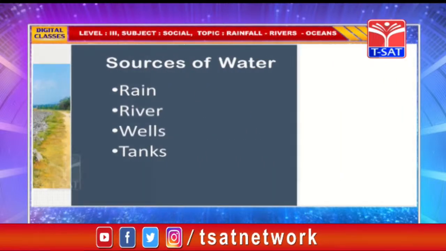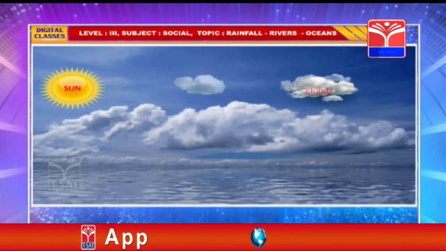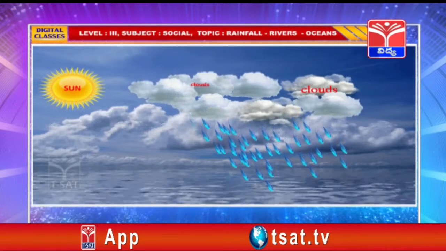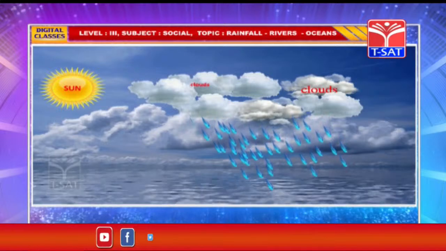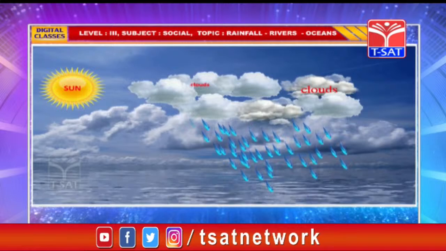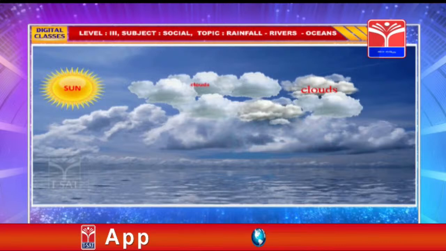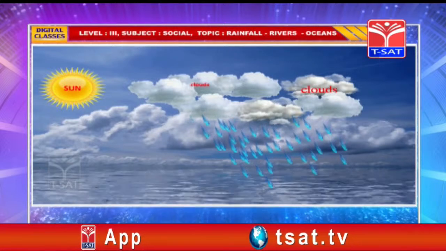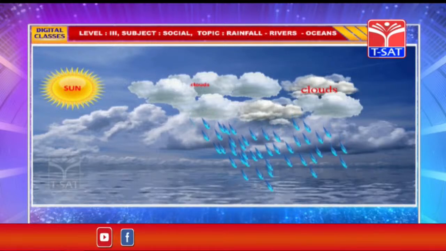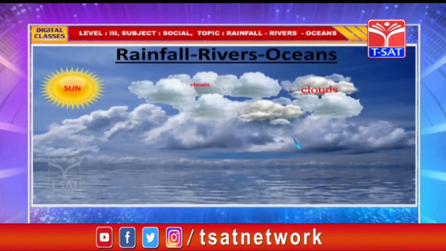So children, after the scorching heat of the months of April, May and June comes the rainy season. You all love rains, isn't it children? So children, where does this rain go and fall? Yes, it falls on the land surface, and from the land surface it forms the rivers, and these rivers will go and join into the oceans. So today we will be learning about rainfall, rivers and oceans.